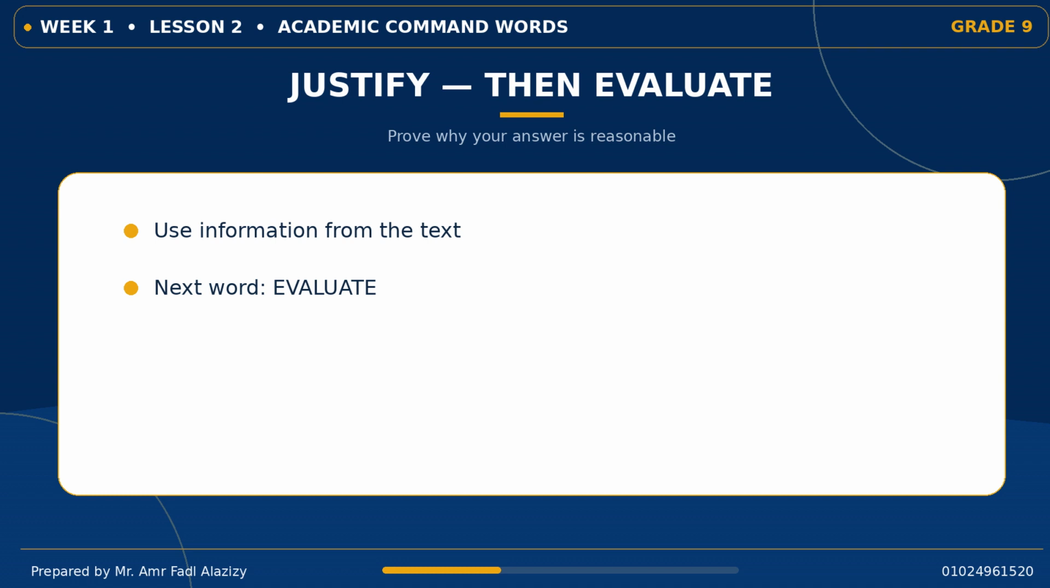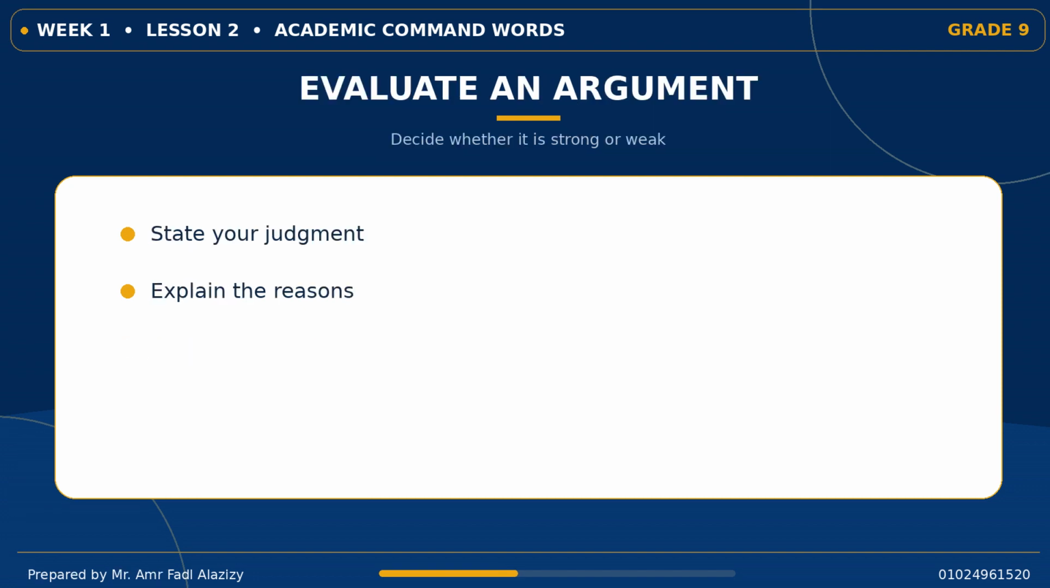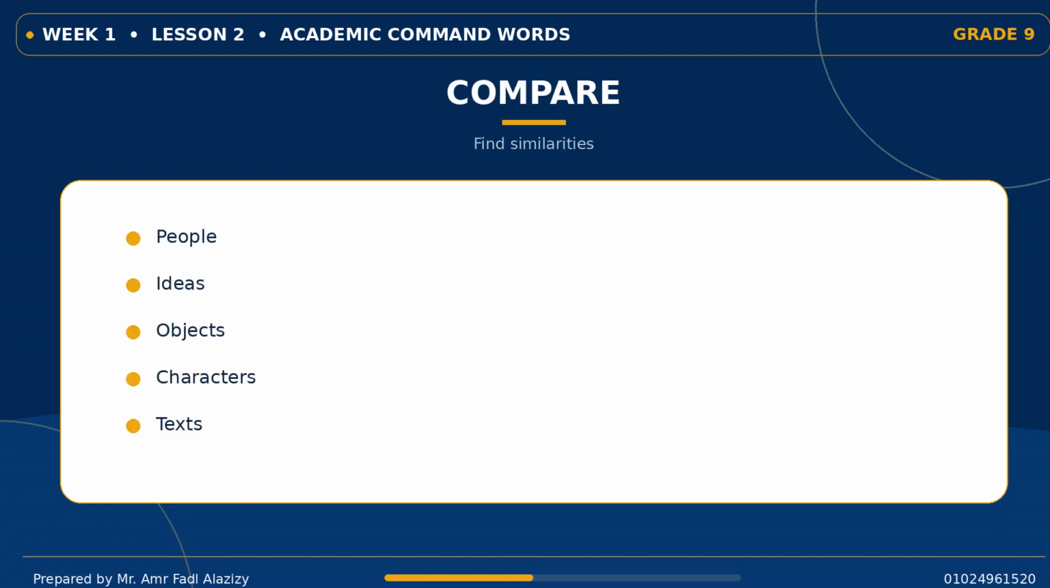Now, let us look at evaluate. To evaluate means to judge the quality, value, or effectiveness of something. For example, you may be asked to evaluate an argument. This means you should decide whether the argument is strong or weak and explain the reasons for your judgment.